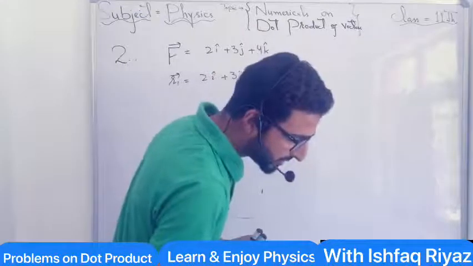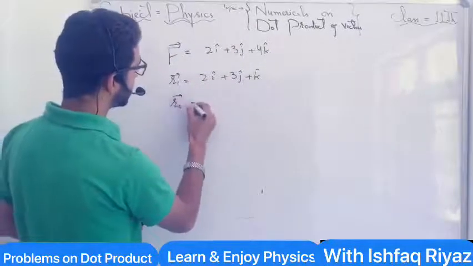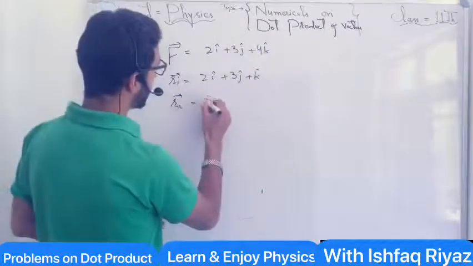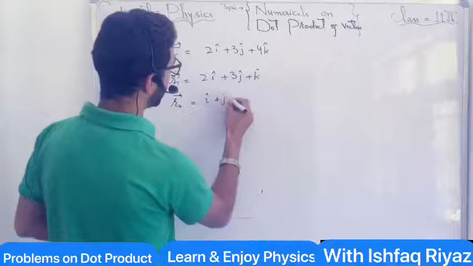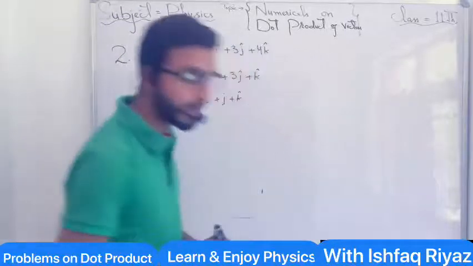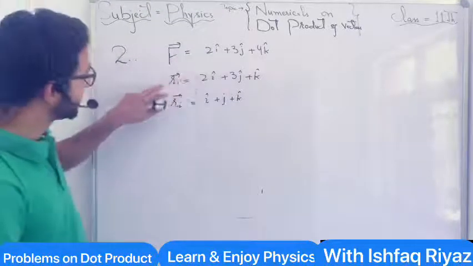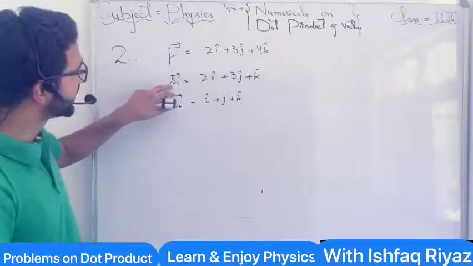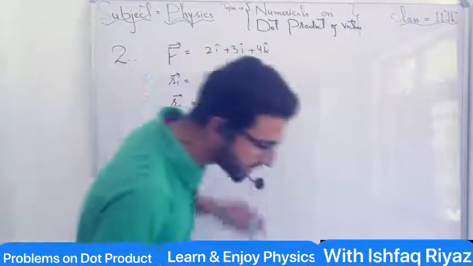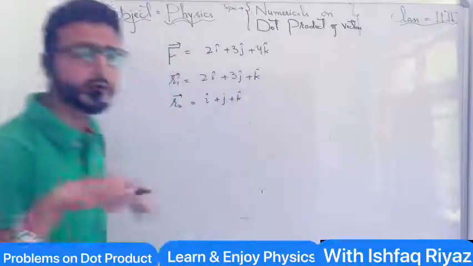Okay, to position vector R2, where the position vector R2 is given by i plus j plus k, right? Find the work done by this force. A force F displaces a body from position vector R1 to position vector R2, that is given by i plus j plus k. So we have to calculate the work done by this force.